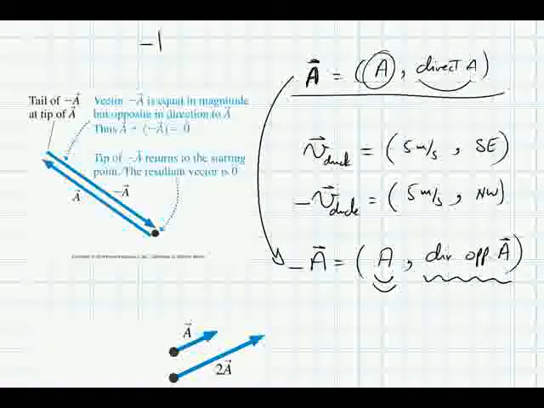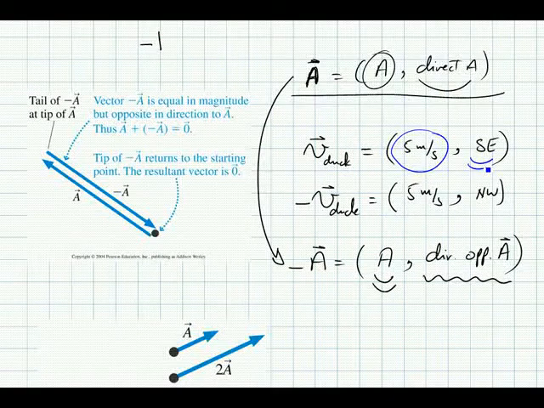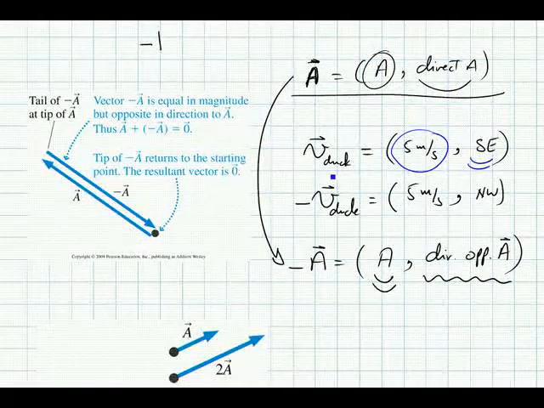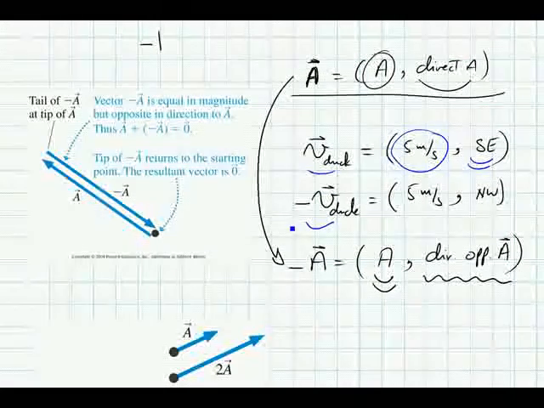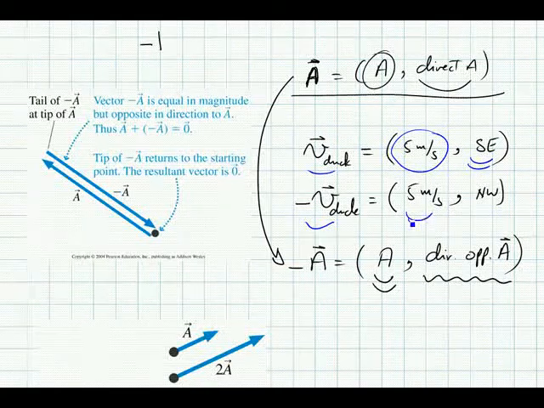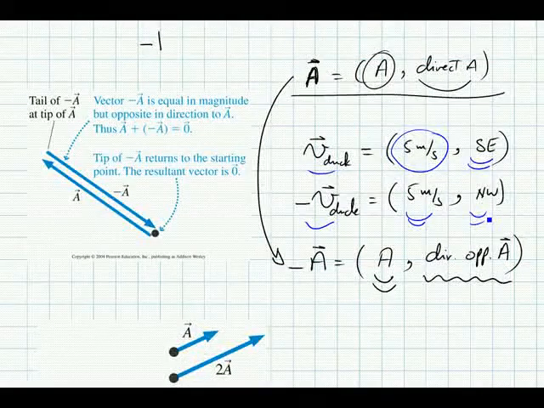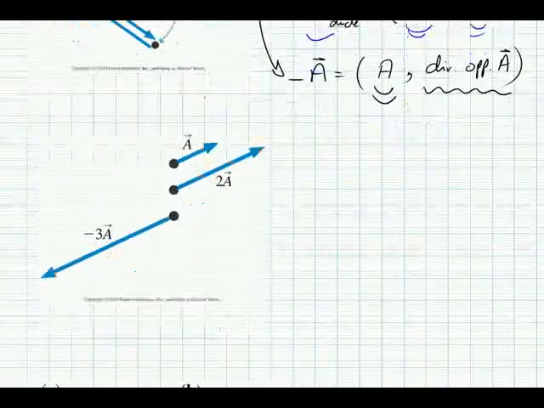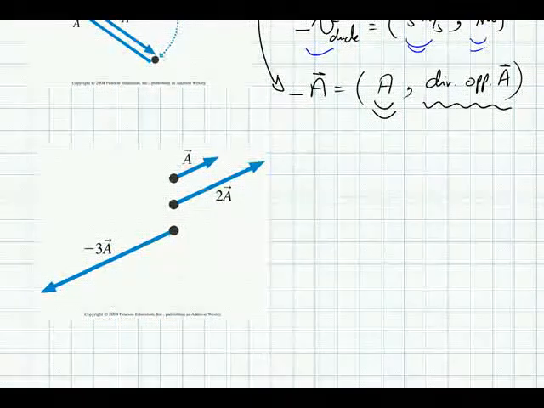So if you have ducks flying at 5 meters per second in the southeasterly direction, and the velocity vector for the ducks, let's say, is given by v, then minus v would still be 5 meters per second, but in the opposite direction, which is the northwesterly direction. So that's multiplying vectors by a scalar and generating a negative vector.